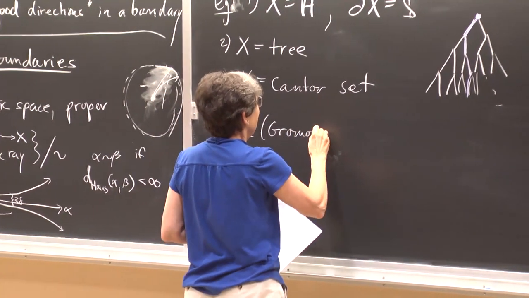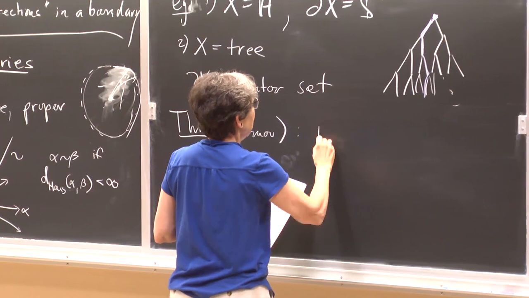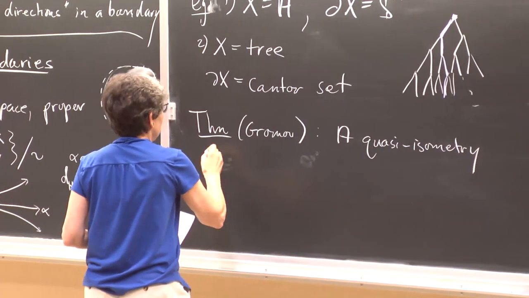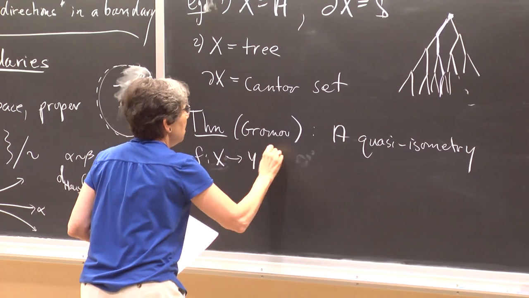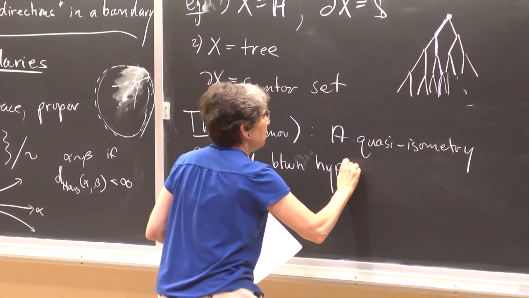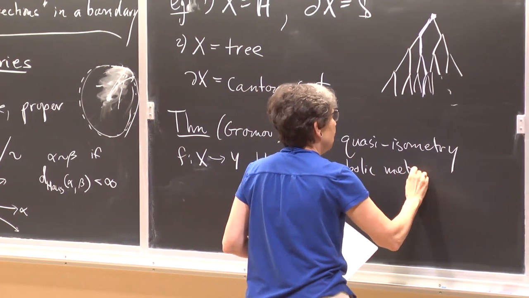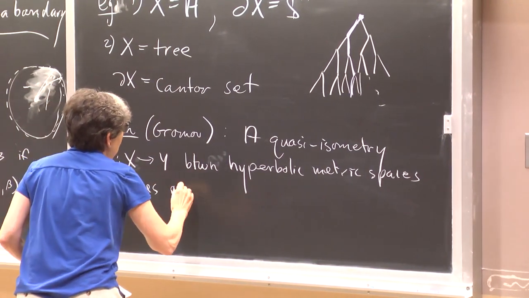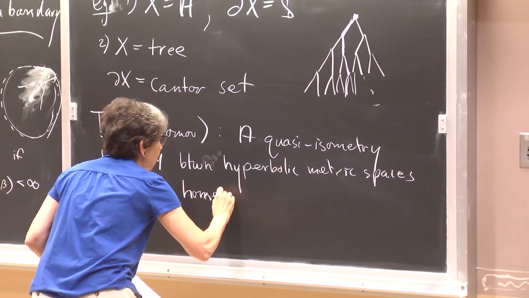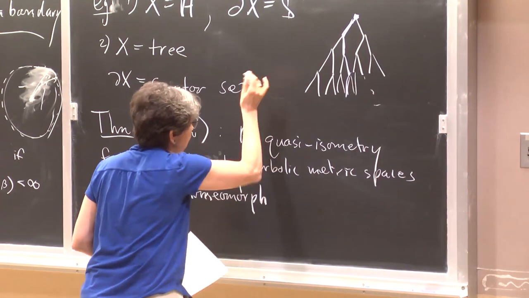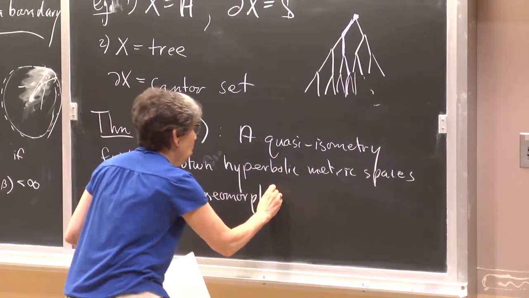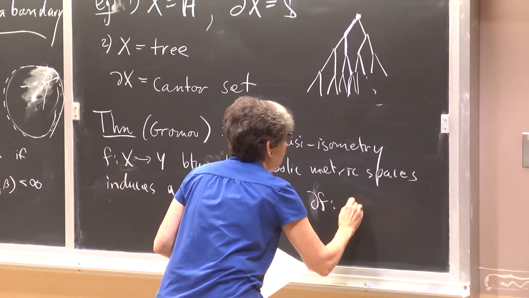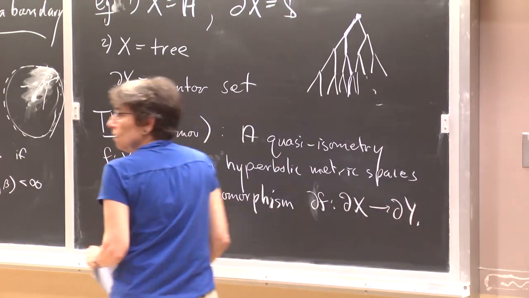So Gromov: this is exactly what we want. A quasi-isometry F mapping X into Y between hyperbolic metric spaces induces a homeomorphism. That's the best we can ask for, really, at this point. We don't even have metrics on this yet. Right now, it's just a topological space, the boundary. So a homeomorphism, let's call it boundary F, from the boundary of X to the boundary of Y.